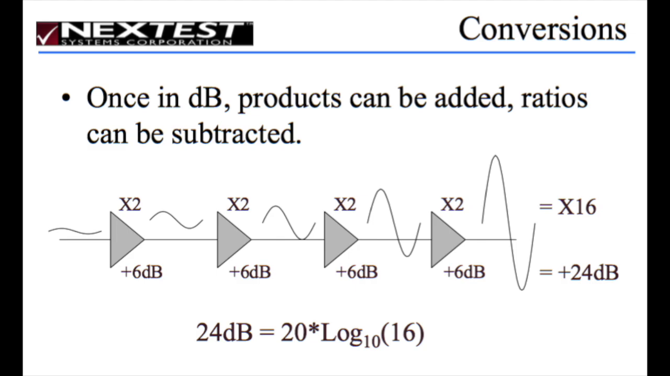So as far as the size goes, that waveform is 16 times bigger than it was originally. But in dB, it's plus 24 dB. So 24 dB is 20 times the log base 10 of 16. So that's kind of easy to work out. You know, long ago I had a hard time figuring this out, but it's not too tough. By the way, this sequence went into the Nextest book.